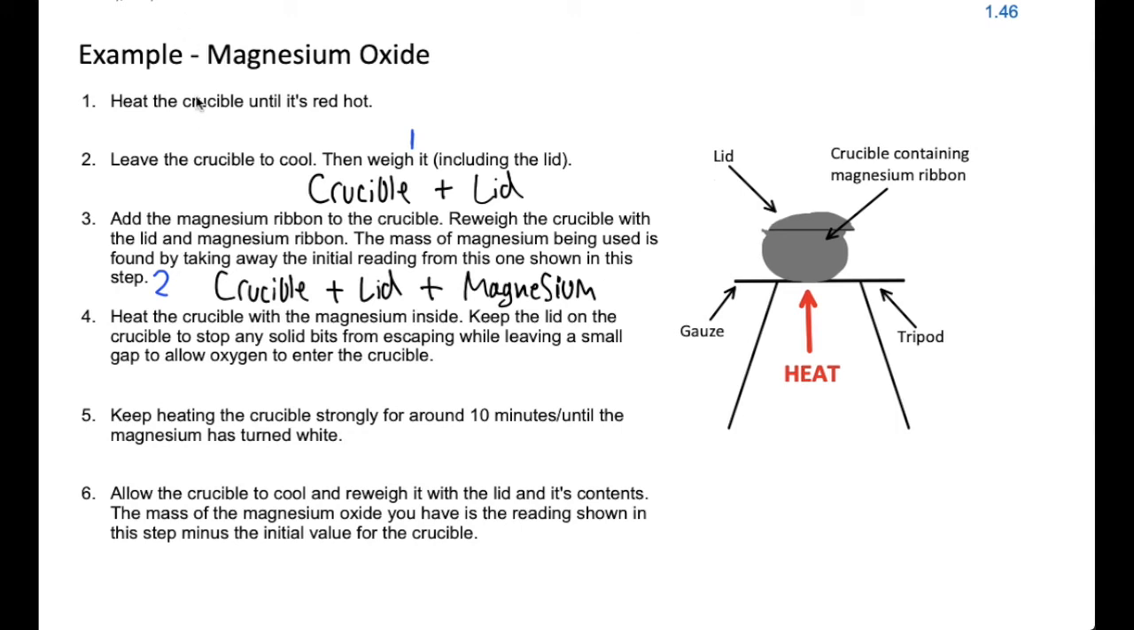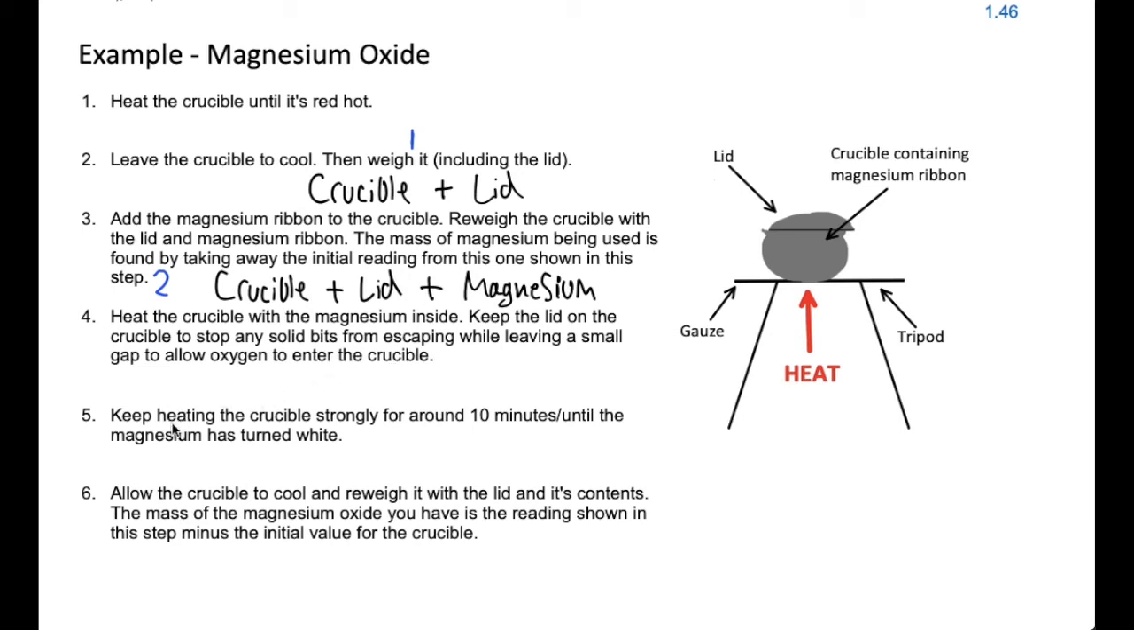Step 4, we heat the crucible with the magnesium inside, and we place the lid on the crucible while we're heating it, and this prevents any solid inside from escaping, but at the same time we allow a gap. And this enables oxygen to enter the crucible. And that part is very important, and I will refer back to it later on.